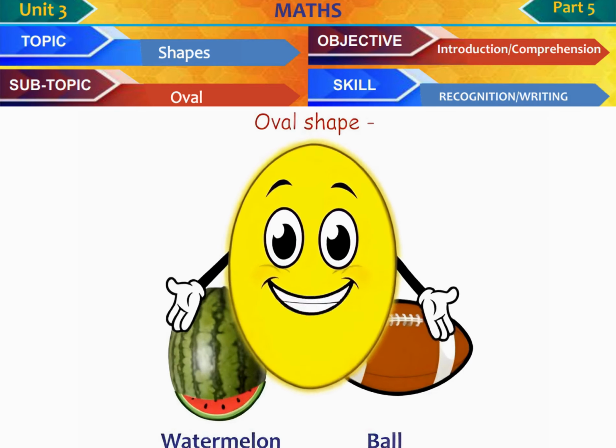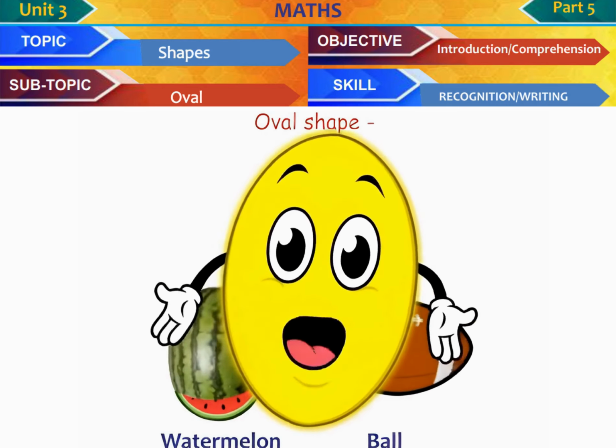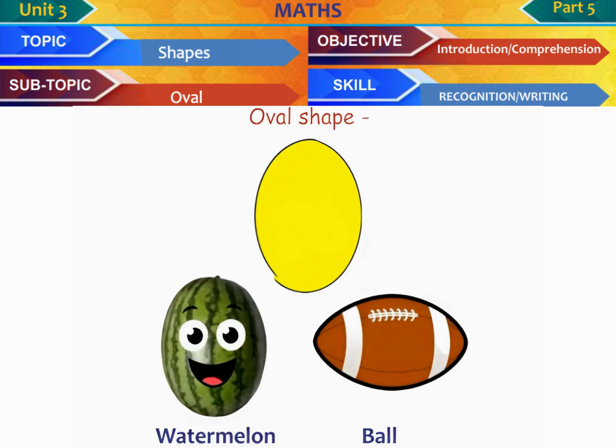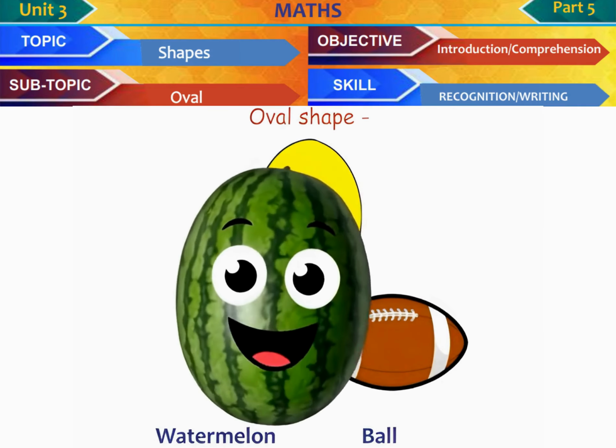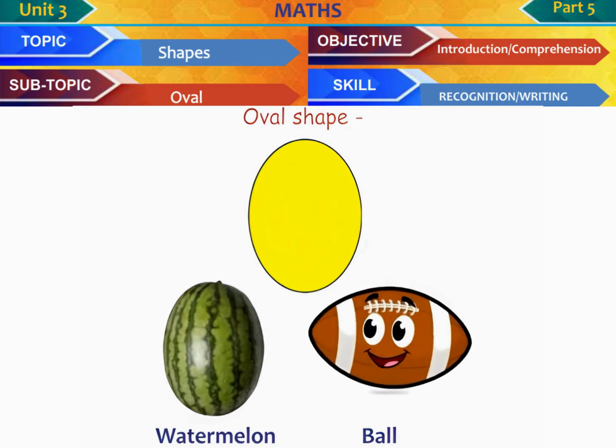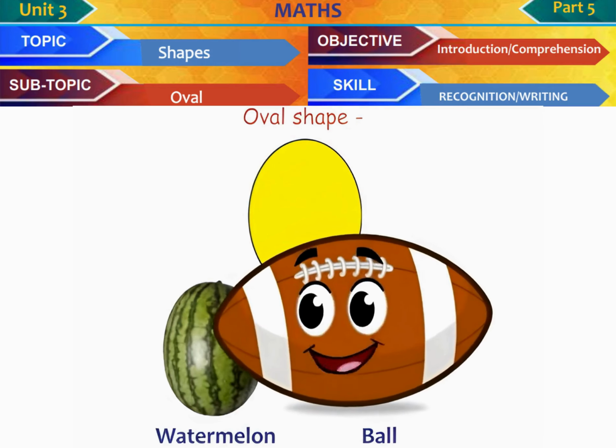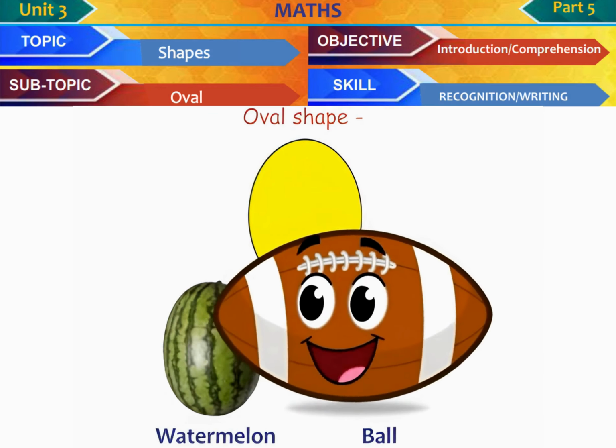Hello, everyone. I am an oval shape. I look like a stretched circle, smooth and no corner. Hi, I am a watermelon. Look at me. I have an oval shape too. I am juicy, sweet, and healthy to eat. Hello, friends. I am a rugby ball. I also look oval in shape and players play with me.